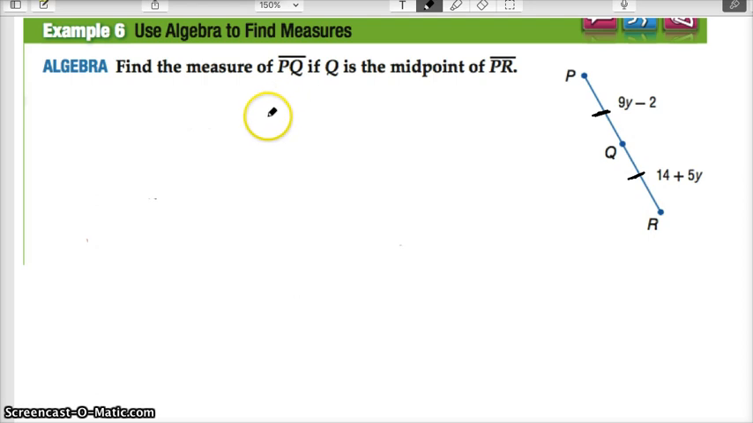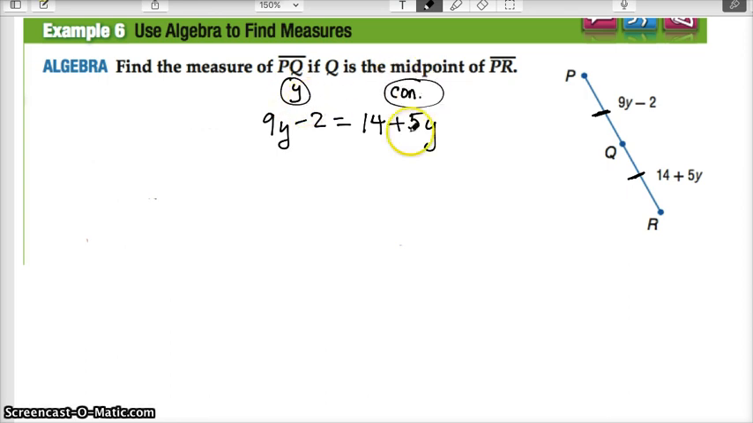If that's the case, then I can simply write that 9y minus 2 is equal to 14 plus 5y. And this is indeed an algebraic problem that I'm sure you can solve. I like to gather my variable terms on one side, and my constants on the other. And so if I want my y terms here, this guy, -2, has to move, and to move the -2, I do the opposite. So I'm left with 9y is equal to 16 plus 5y.